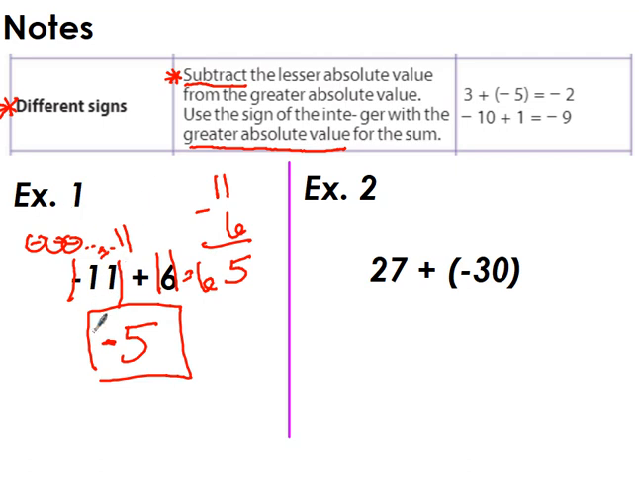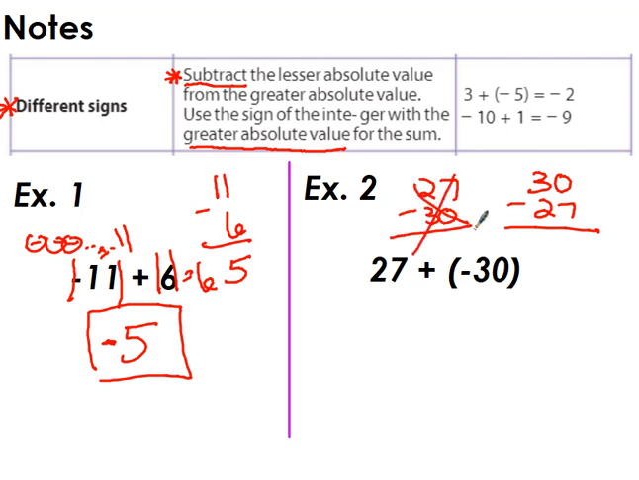Let's look at another one so you can get a better idea of what I'm talking about. Number 2, I'm adding a positive with a negative. So I have 27 plus -30. Because I'm adding two numbers with different signs, I know I'm subtracting them, so I'm going to do 30 minus 27. Notice how I'm doing 30 minus 27 and not 27 minus 30.